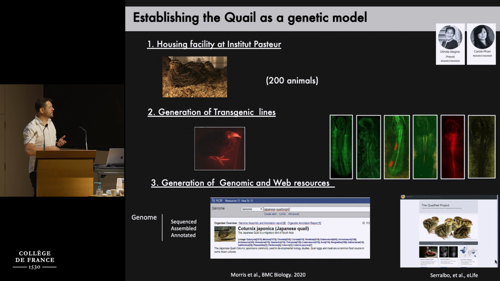We also participated in the sequencing of the genome, and we created resources in order to be able to eventually manipulate the genome of the quails, because you need the genome if you want to do a loss of function, or even to do a simple in situ hybridization. So that's what we've done. This is thanks to Olinda and Carol, who are engineering the lab, and making sure that we make new lines and that we keep them.